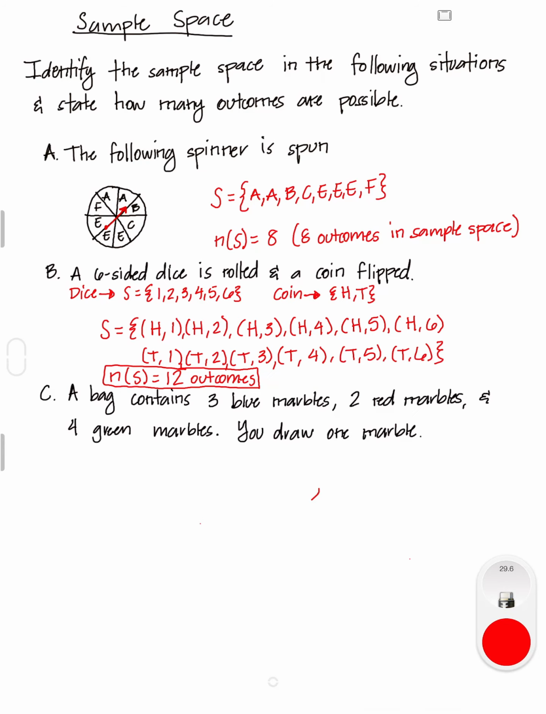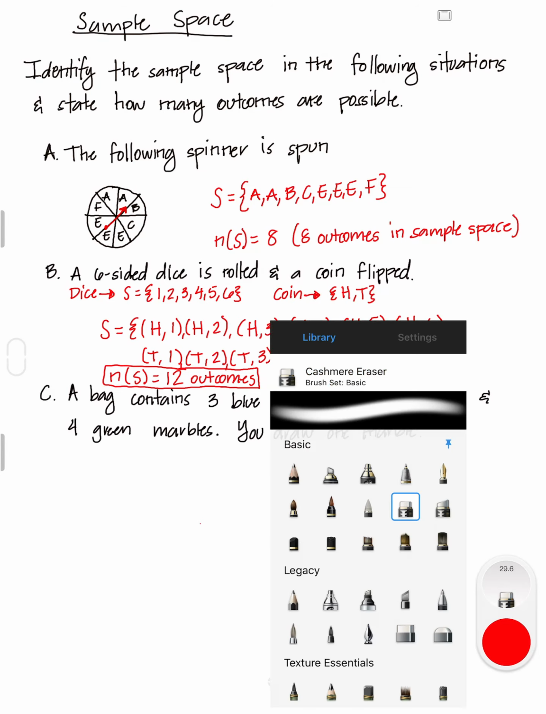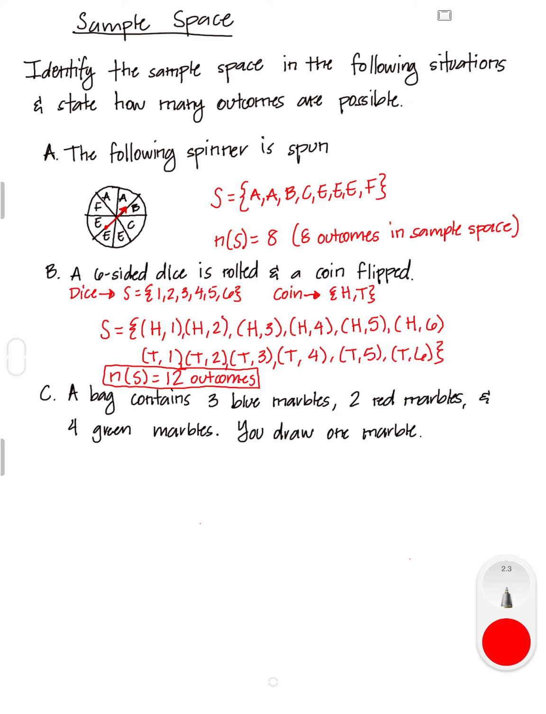Now, the next one is a little bit different. This one says that we have a bag that contains 3 blue marbles, 2 red marbles, and 4 green marbles. And you're drawing 1 marble out of the bag. So what will be the sample space for this situation? So we have S equals curvy bracket, and then I see that I have 3 blue marbles. Now, I don't know if these marbles are the same shade of blue. We're not going to only write 1 blue. We're going to include all 3 of them because these are different marbles.